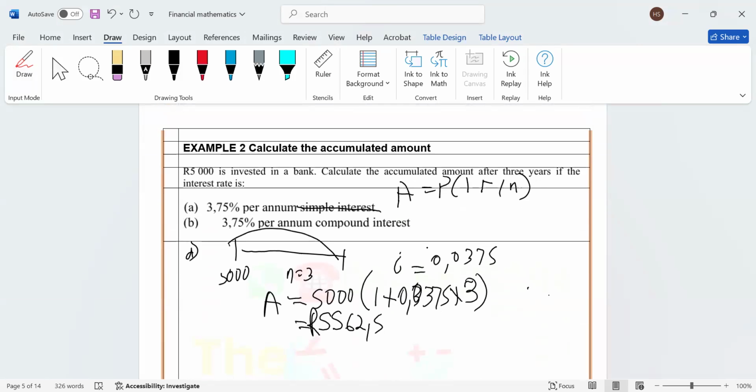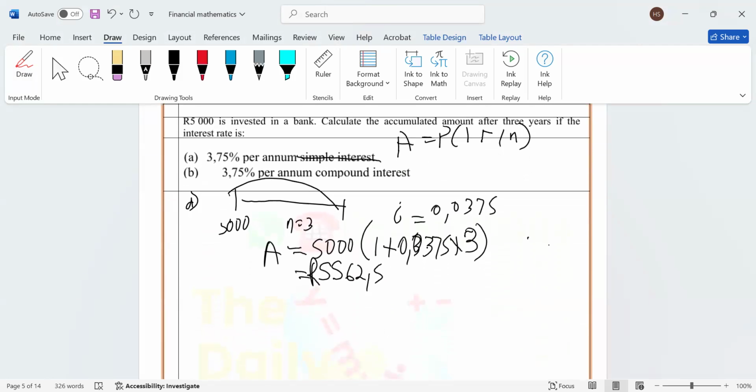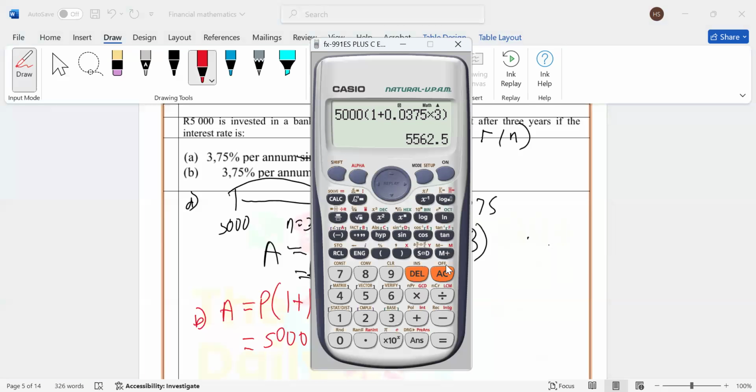Okay, let's go to number B. On number B, they say, instead of using simple interest, what can we use? It's exactly the same thing, except the formula that I'm going to be using says A is equal to P(1 plus i) to the power n. If we do this one, we have 5,000 times 1 plus 0.0375.